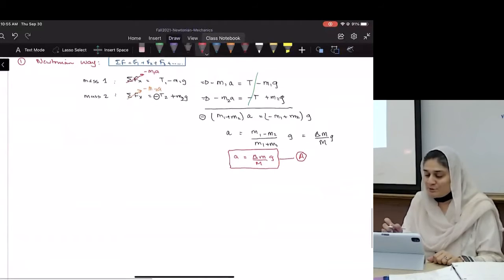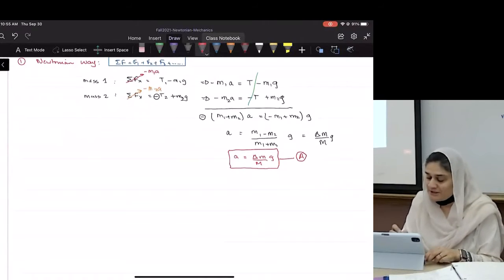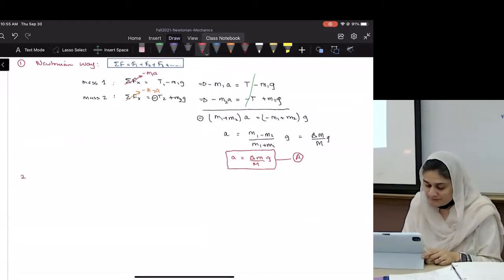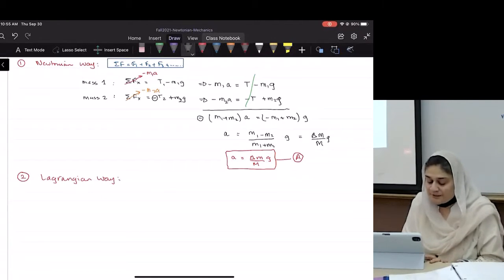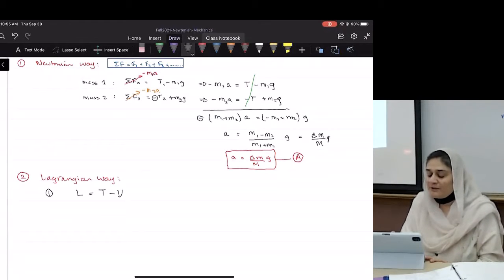Okay, now next step. The Lagrangian. Woohoo. Do you guys want to attempt it? What's the first thing we have to do for Lagrangian? We have to figure out what the generalized coordinate is. X.